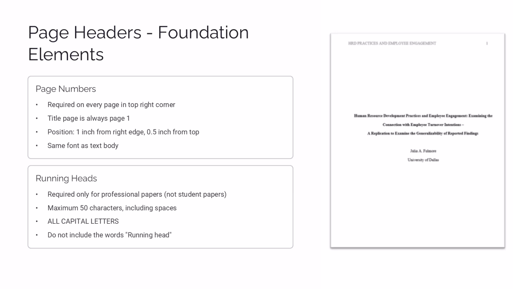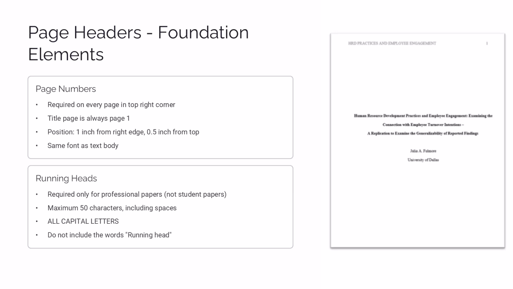For professional papers that do require running heads, the running head appears in the top left corner of each page, aligned with the left margin. The running head should be no more than 50 characters, including spaces and punctuation, and should be written in all capital letters. Do not include the words running head to identify the running head on any page.